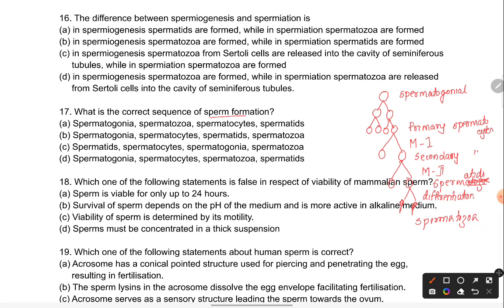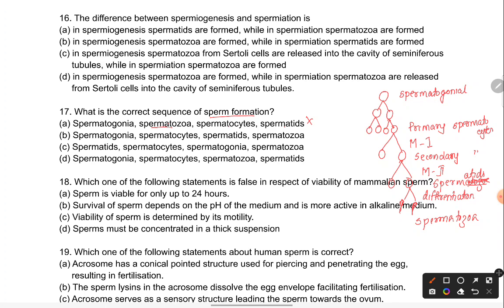The correct sequence of sperm formation. Option A: spermatogonia, spermatozoa, spermatocytes, spermatids. Is it right? Spermatozoa are formed in the last step, so this is wrong. Then option B: spermatogonia, spermatocytes, spermatids, spermatozoa. Is B right?